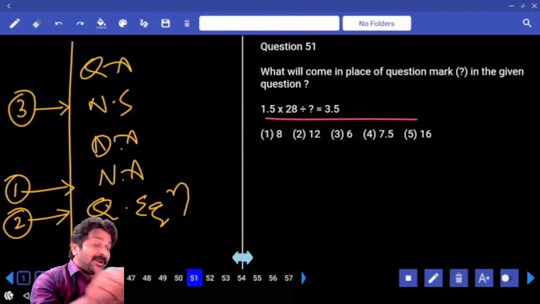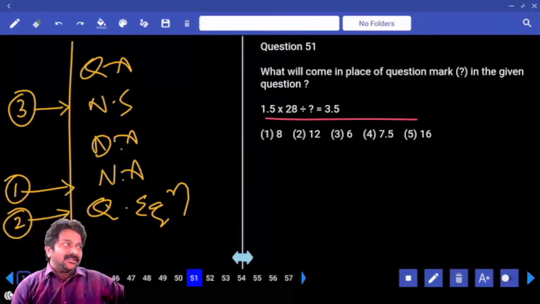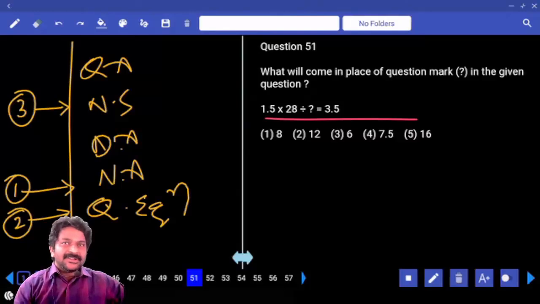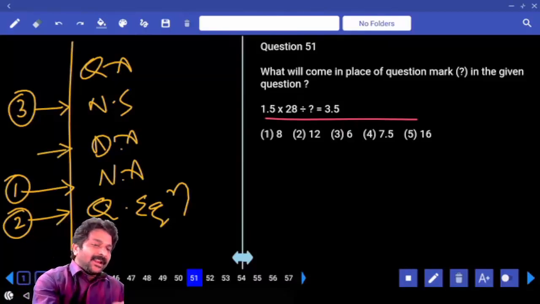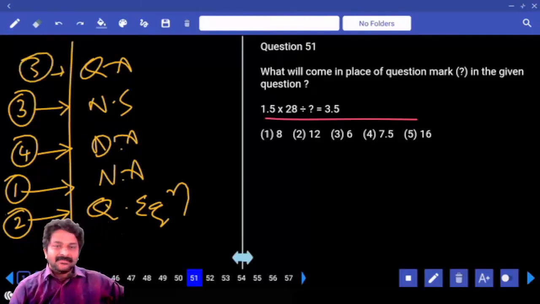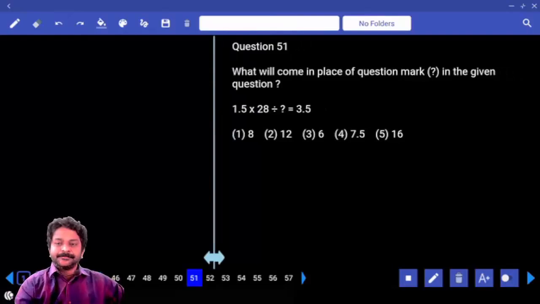If it is normal number series, double number series or missing or wrong number series, last priority. Normal number series you can do now. Then data analysis and quant questions. This is the order. Right, now let's start from 51 onwards.